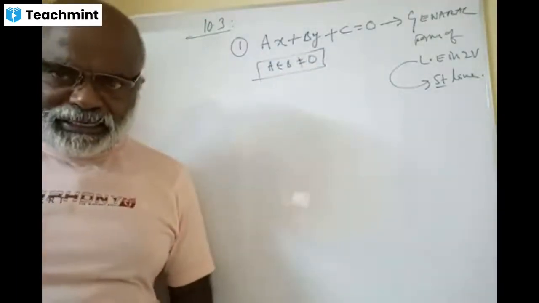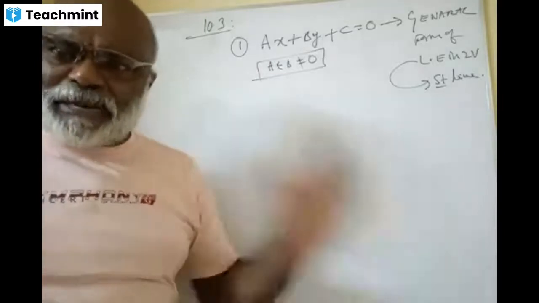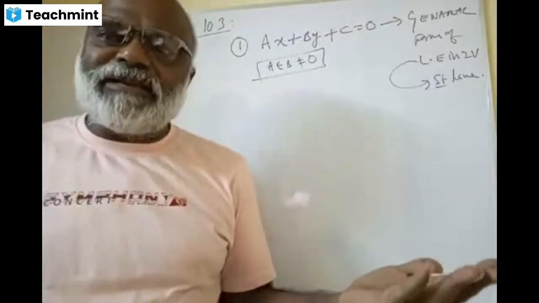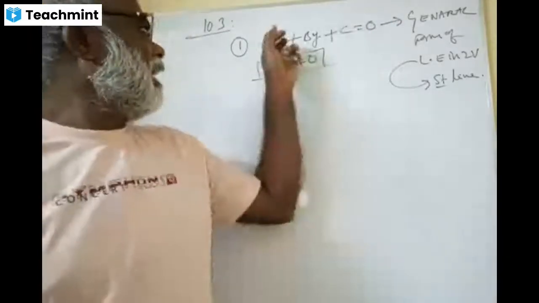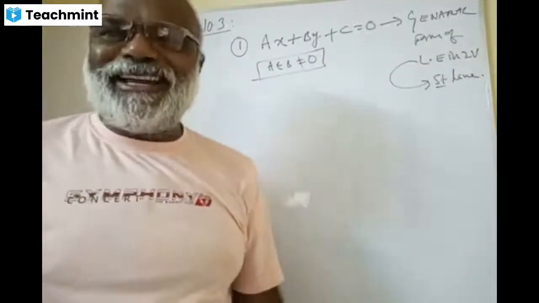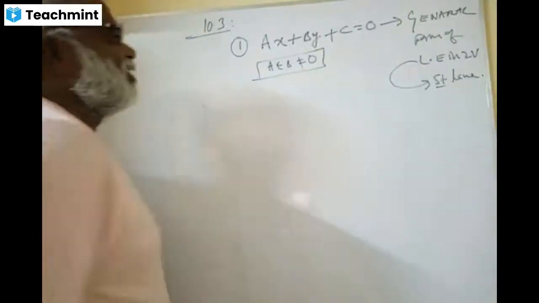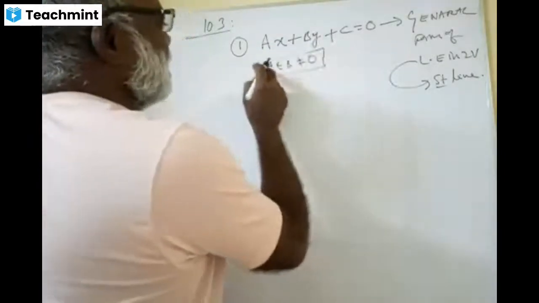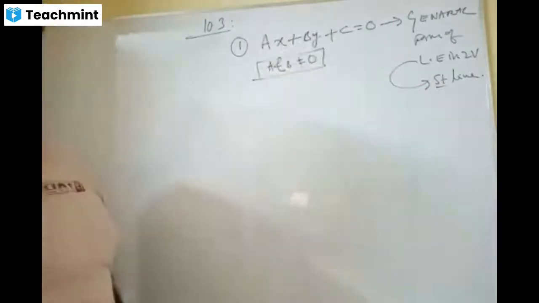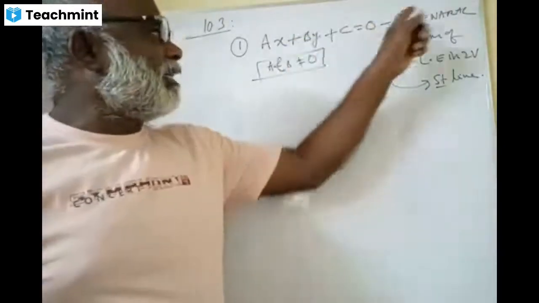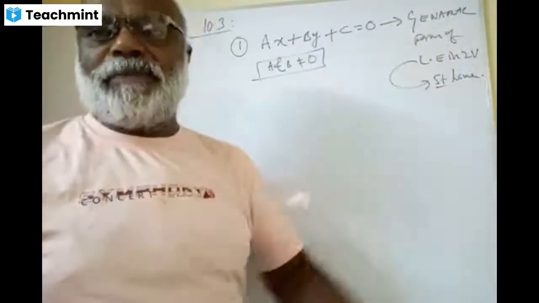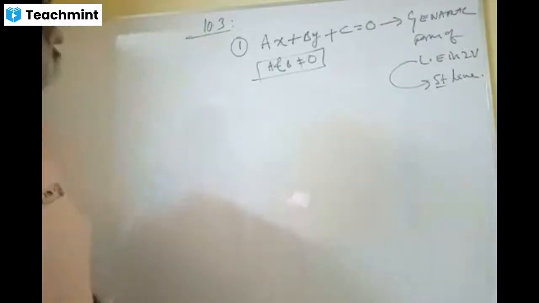Yes, sir. If a and b are both simultaneously 0, it cannot become a linear equation. Where are the variables? Everything is gone. If a is 0 and b is 0, then only c remains. What are we going to do with it? So, no line at all. That's why this caution is given here: a and b are not equal to 0. If that is the case, we call it a linear equation. This represents a straight line. This is number one here.